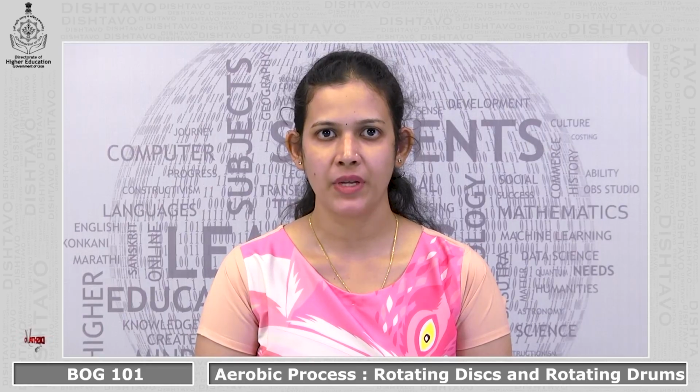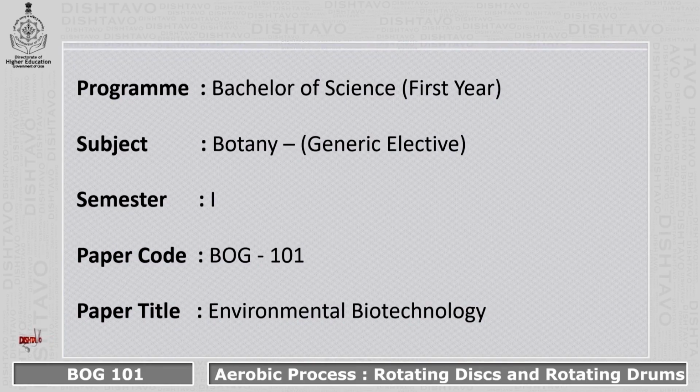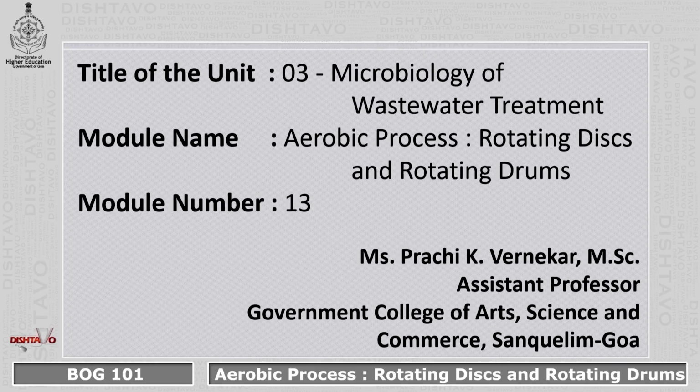The name of the program is Bachelor of Science, first year. The name of the subject is Botany Generic Elective and it is studied under semester 1. Paper code is BOG 101. The name of the paper is Environmental Biotechnology. The title of the unit is Microbiology of Wastewater Treatment. The name of the module is Aerobic Processes, Rotating Discs and Rotating Drums. The number of the module is 13.